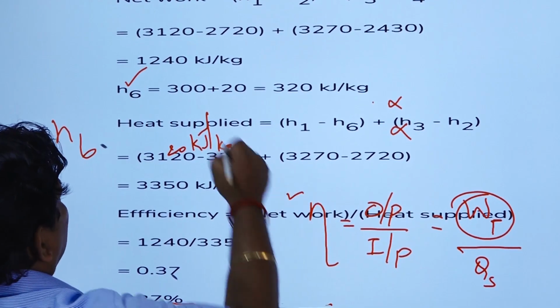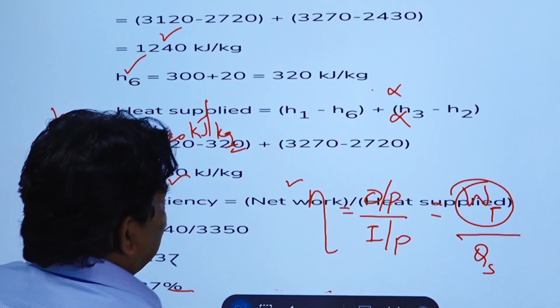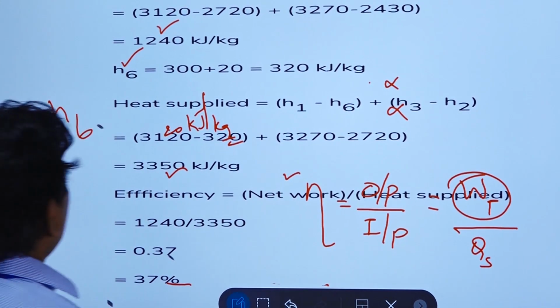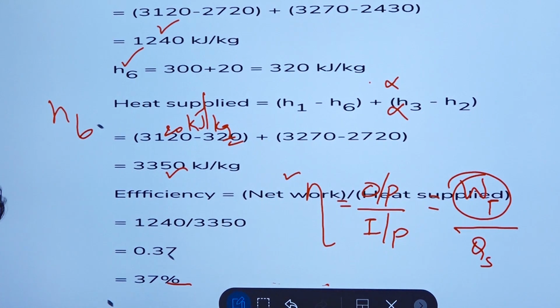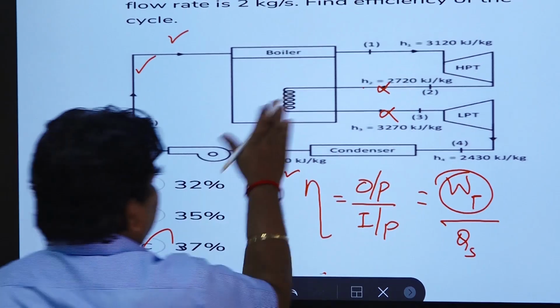So the net work output is known to us. It is 1240 and this is 3350. So you will get the value of efficiency. It is 37%. The answer is C, 37%.